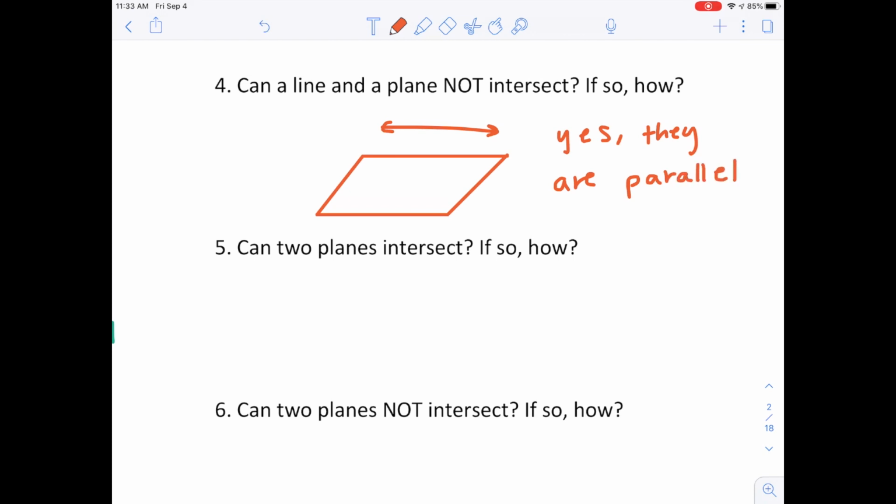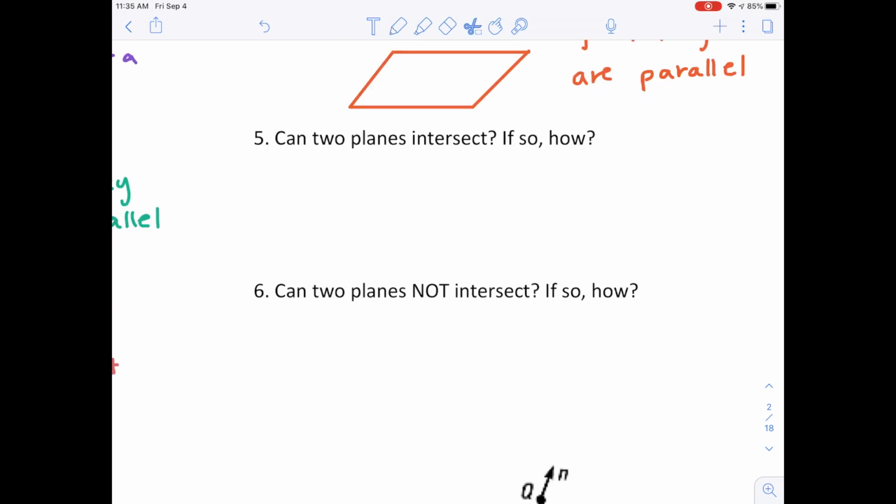Anytime you're not having an intersection, try to figure out if you can have something be parallel to the other thing. So next, can two planes intersect? If so, how? This is actually possible as well. I think it's a little harder to imagine, but imagine a piece of paper. And then imagine you have another piece of paper that's perpendicular to your first piece of paper.